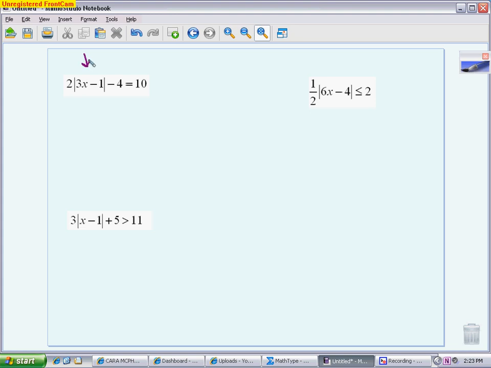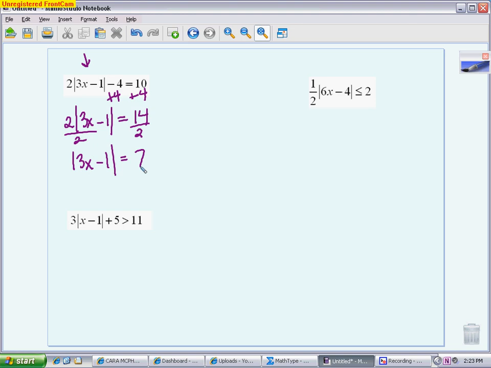First thing you want to do is isolate the absolute value. You cannot distribute that 2. That is not a parenthesis, it's an absolute value bar. It cannot distribute. So first we're going to add 4 to both sides, giving you 2 times the absolute value of 3x minus 1 equals 14. And then I want to divide both sides by 2. What you're doing is isolating what is in the absolute value bar.